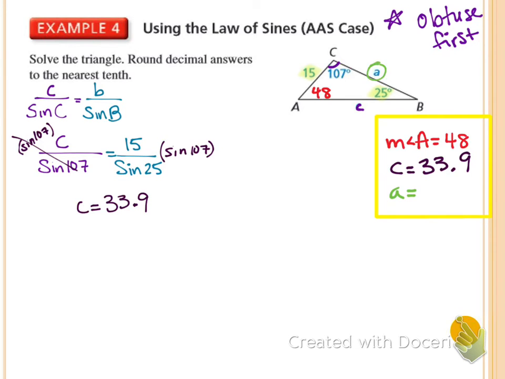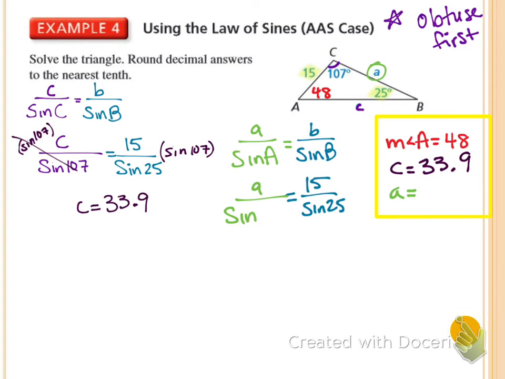Beautiful. So again, you want what's missing in the top. So side A over sine of A. And then I would just use the same known pair from the beginning. Side B over sine of B, which was 15 over sine of 25. We don't know side A, but we do know the angle for A is 48. Then multiply both sides by sine of 48.